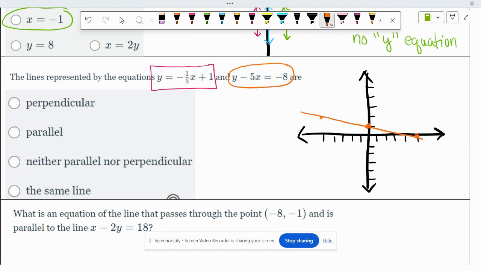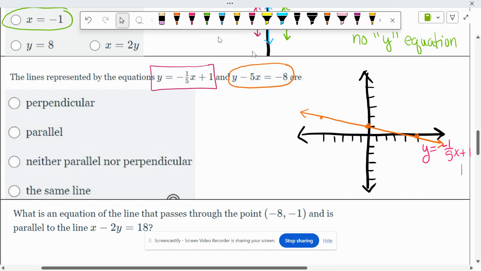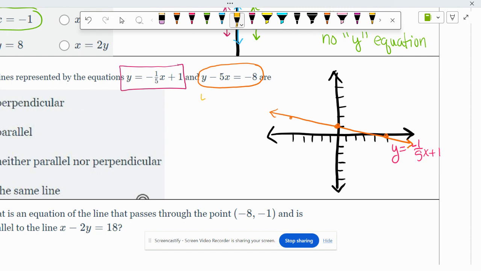This is my equation y equals -1/5 x plus 1. For this equation, I'm going to put it into Desmos, but in order for me to graph it, I just have to move that 5x to the other side. So I begin at -8 and I go up 5 over 1. Up 5 over 1. This is y minus 5x equals -8.